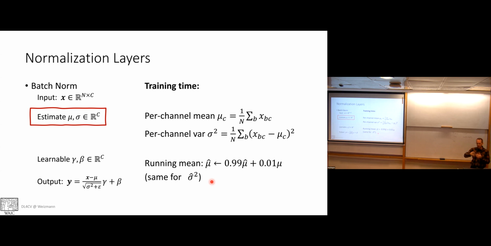But eventually, using this exponential moving average scheme, we have good estimates of the mean and the variance. So during training, we estimate mean and variance and keep track of the parameters, and we update them. And at test time, we can use these parameters that we estimated.